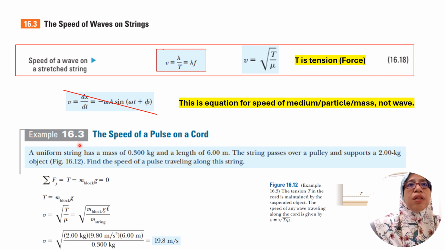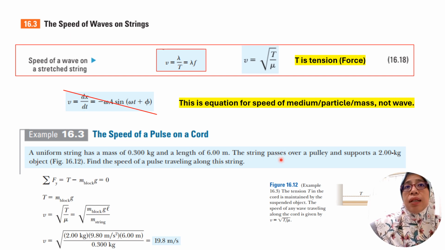Alright, let's apply this. Example 16.3, the speed of a pulse on a cord. A uniform string has a mass of 0.3 kg and length 6 meter. What's the use of these two data? This will give you the mu. Mu is mass over length, 0.3 divided by 6.